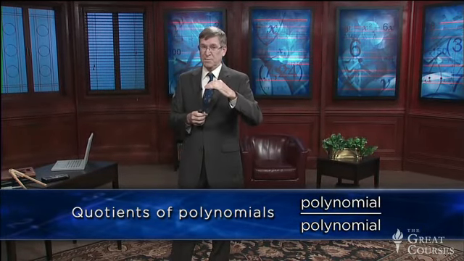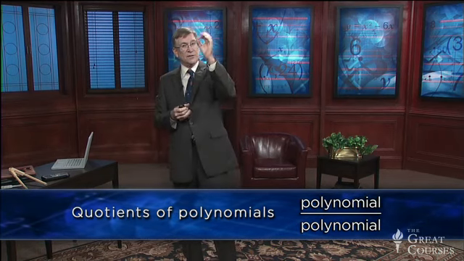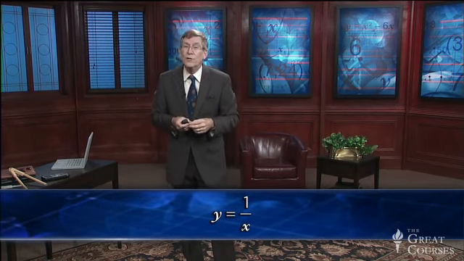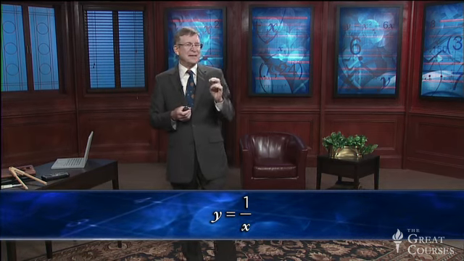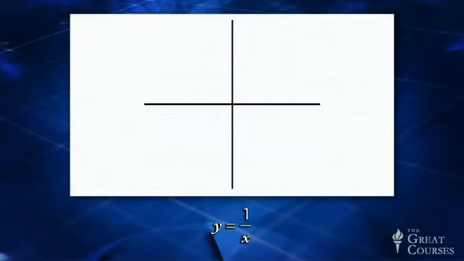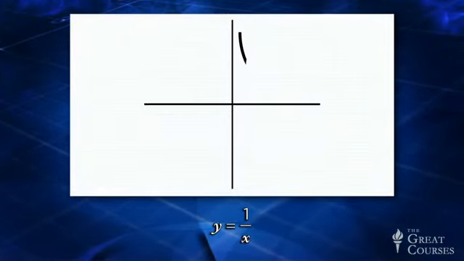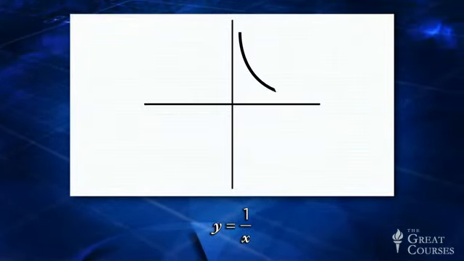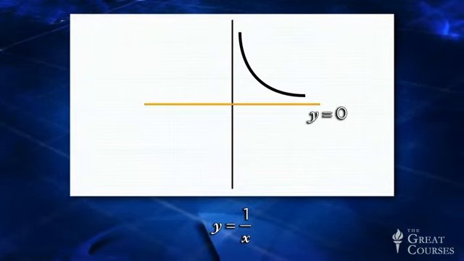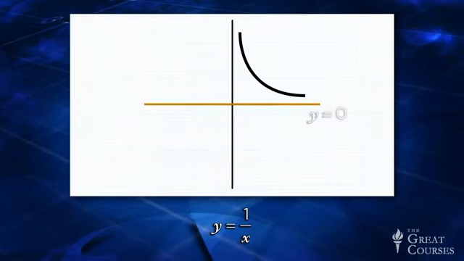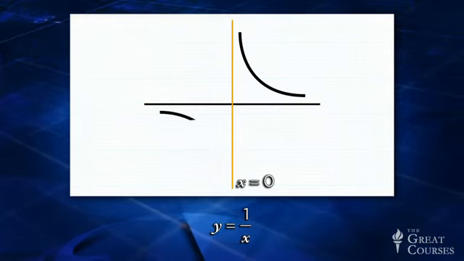Okay. I also carry around rational functions. These are quotients of polynomials, polynomial divided by polynomial. And perhaps the simplest is the function y equals 1 over x. There are a lot of features of this function that are quite interesting. Here's the graph of y equals 1 over x. Notice that as x gets larger and larger in the positive direction, the graph is approaching the x-axis. In other words, y equals 0 is a horizontal asymptote. And there's also a vertical asymptote at x equals 0.